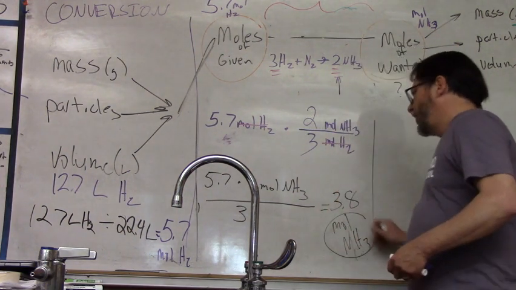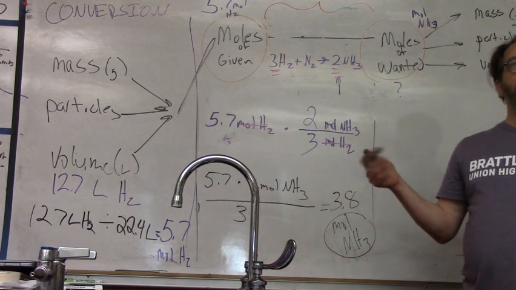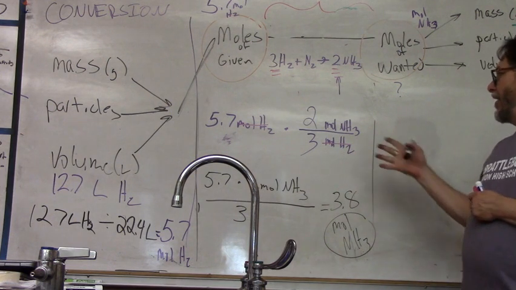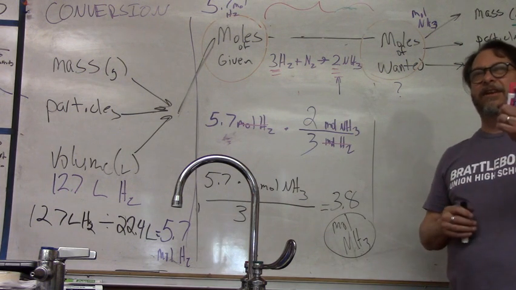Now let's stop and ask ourselves if that answer makes sense. It pretty much makes sense to me. It's about 2/3 of the amount, right? 2/3 of the amount, and that sort of makes sense. I see a hand. Yeah.